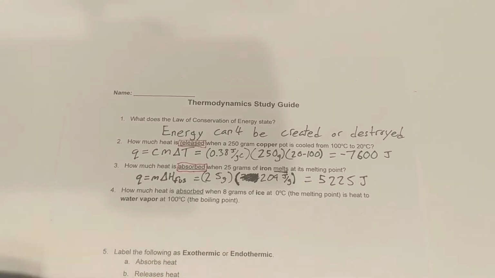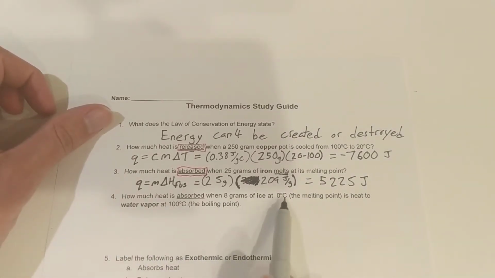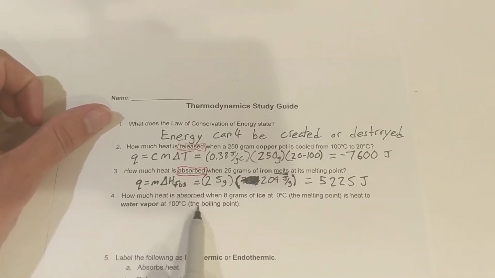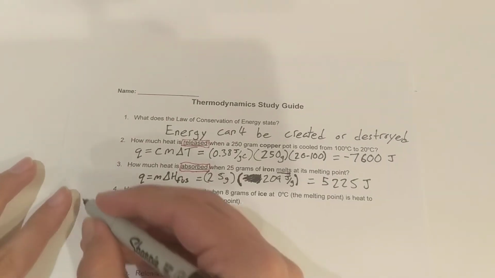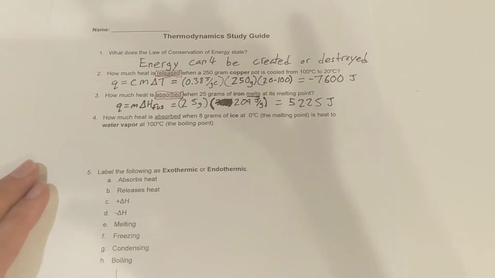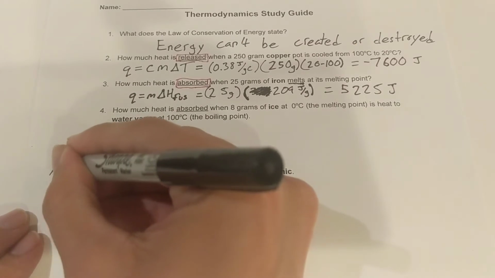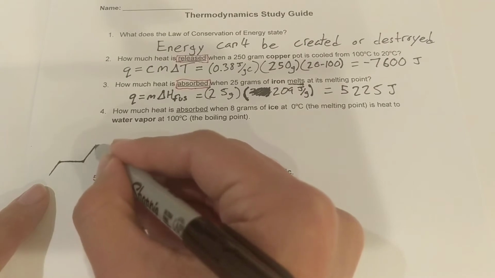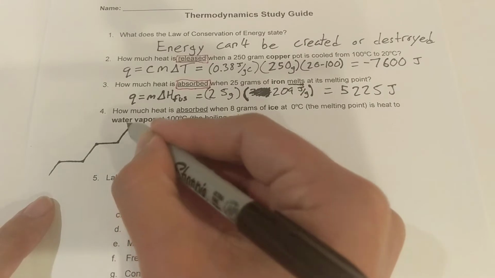All right, so for our next question, we got a heat curve question here. How much heat is absorbed when 8 grams of ice at 0 degrees, so the melting point, is heated to water vapor at 100 degrees, the boiling point? So if we take a look, let's draw a miniature heat curve here on the side. And I'll zoom in for this one here. So a miniature heat curve. We got the heating of the solid. We got melting, heating of the liquid, boiling, and heating of the gas.